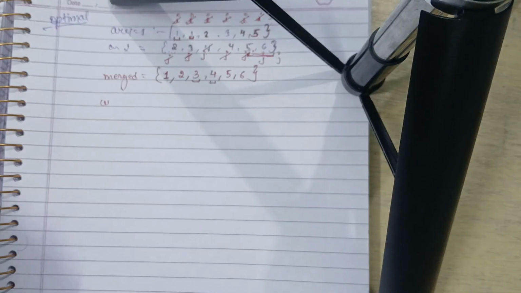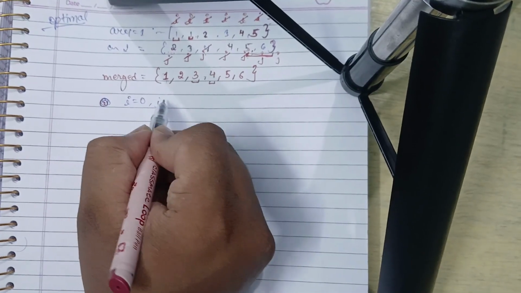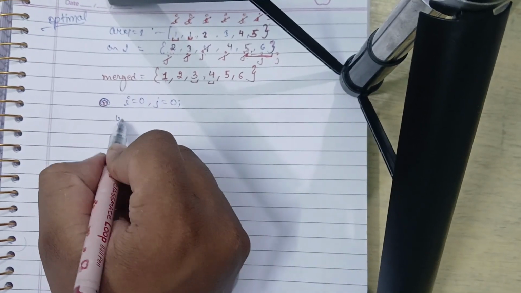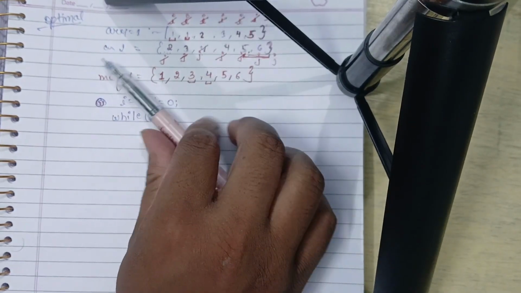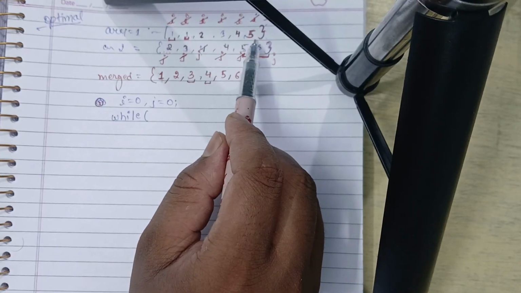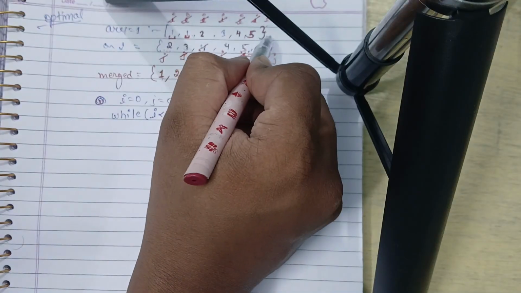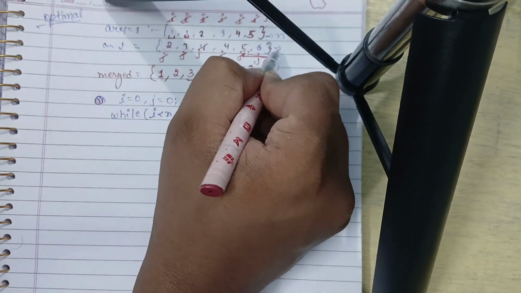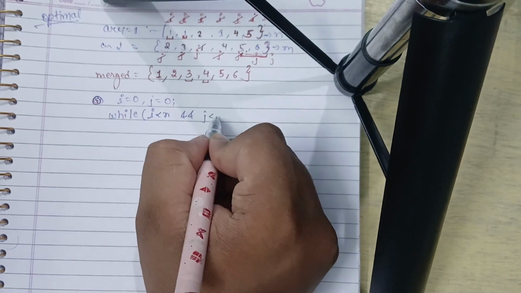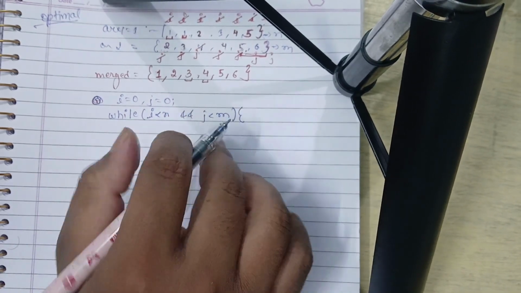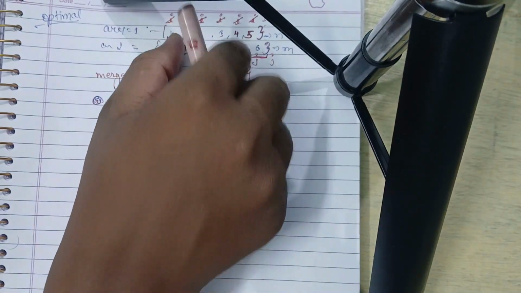So initially take i and j pointers to be at 0 index. Okay, no issue. Now run a while loop. While loop for what? Until any one of the arrays becomes empty. So let's suppose this size is n and this is m. So i is less than n, and j is less than m, which means in this particular while loop everything would be within the array.